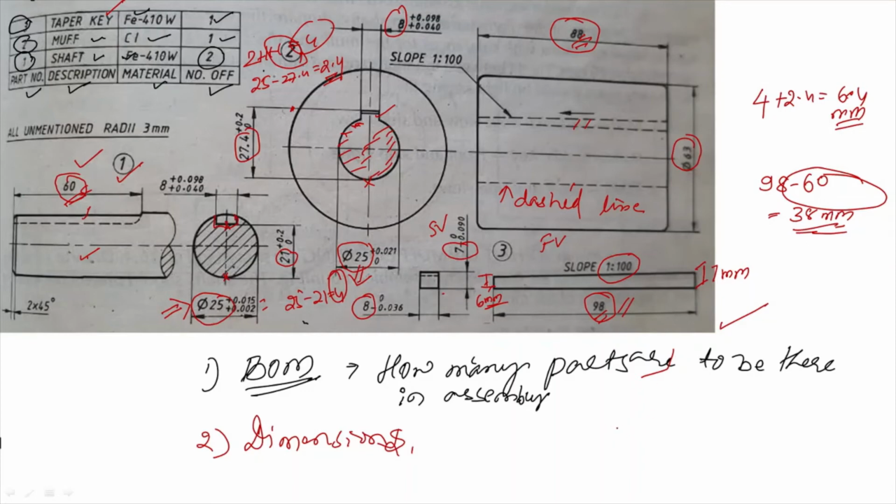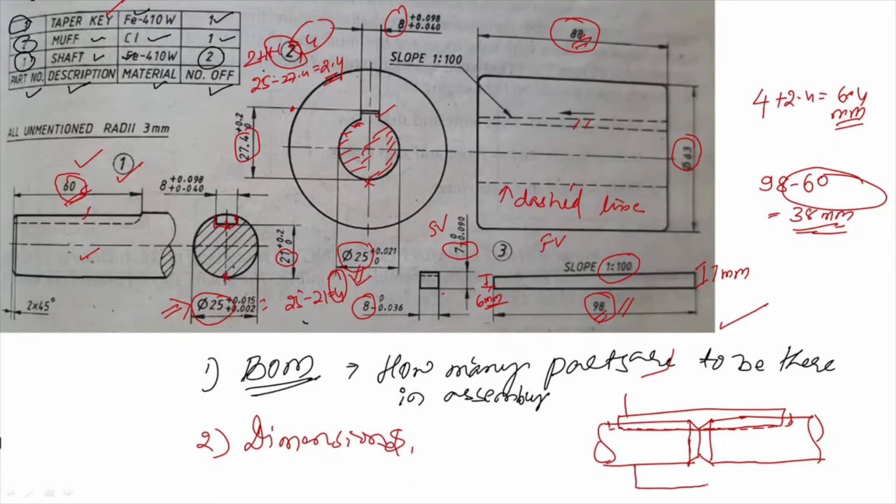The slot which is going to be formed after joining two shafts is 120 mm. Now I'll draw a rough diagram. This is one shaft, this is another shaft. The total keyway length after combining these two is 120 mm. So now we can position the key here for 98 mm, and then you can position the muff here.